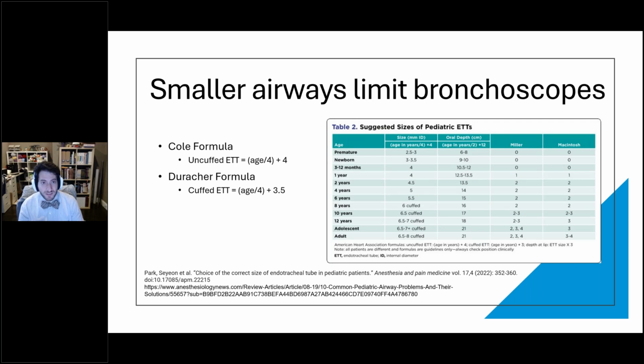It's not very easy to get the 6.9 outer millimeter diameter of the EBUS scope through a 4 cuff, a 4.5, or any of these other airways. We really need something that's potentially larger, not just to allow for the passage of the scope, but also to allow for adequate ventilation.